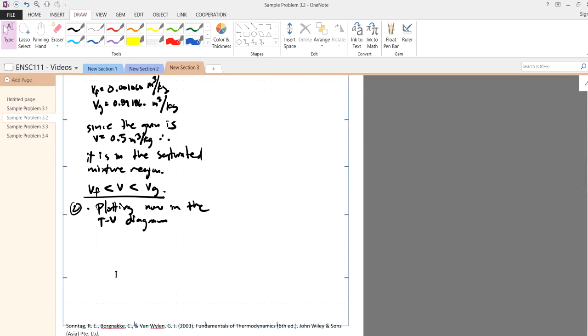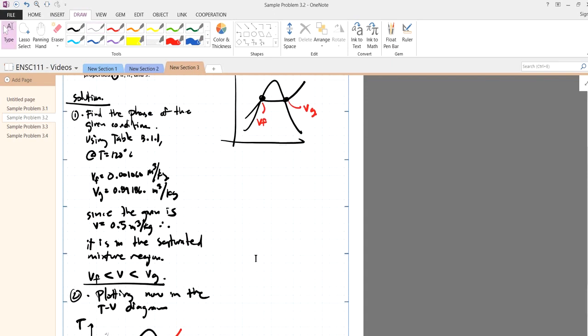So plotting now in the T-v diagram, we have T-v, and here's our line, and our condition is right here. So temperature is still the same. That means T is equal to 120 degrees C, and the pressure here we can just check later.